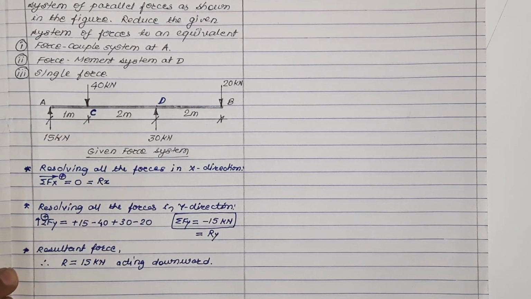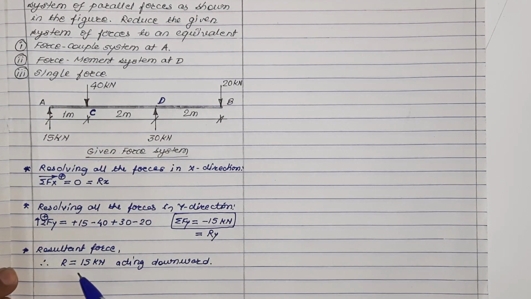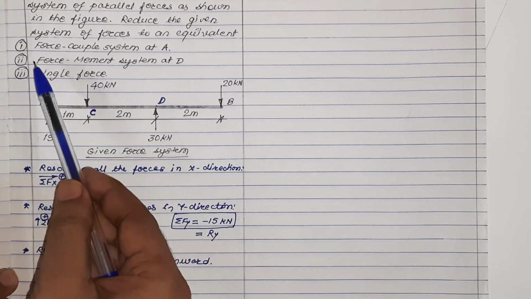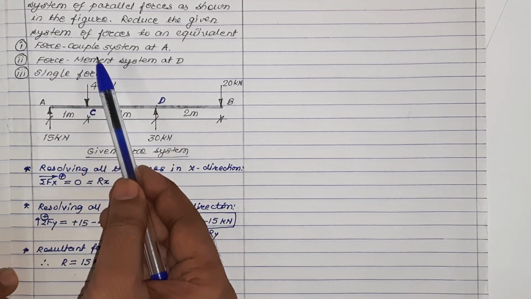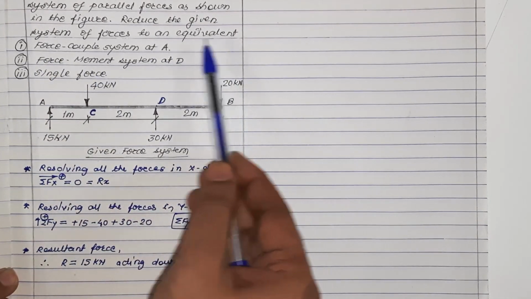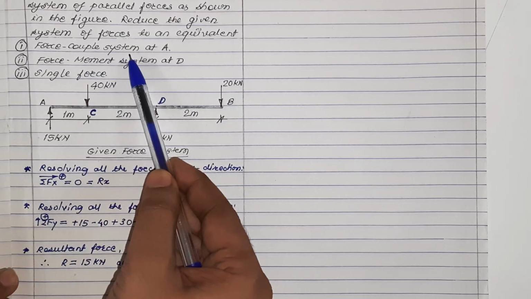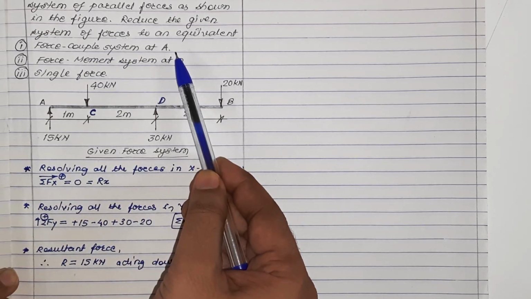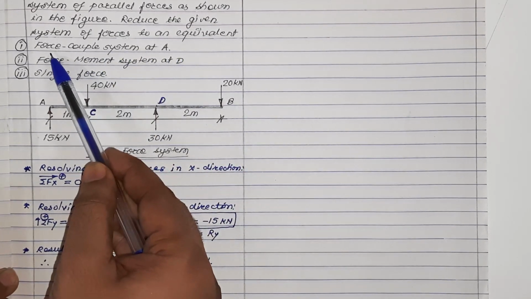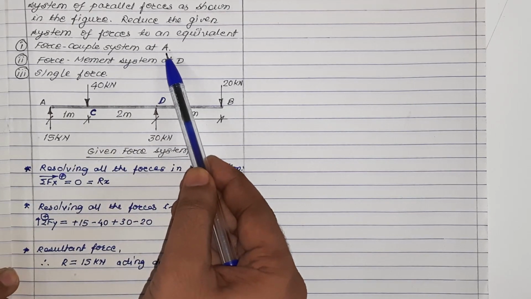Now, R being vector quantity, we should know its magnitude, its direction and point of application. So, magnitude is computed, direction we have obtained. Now we have to apply this resultant force. So for this we have to refer the question. We want to replace the system by an equivalent force couple system at point A. What does this mean? This means the single force should be shown at point A.